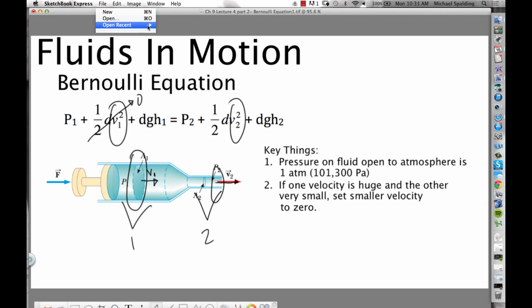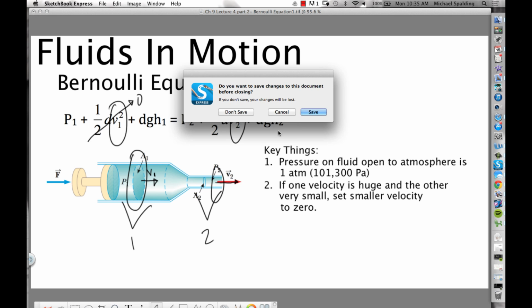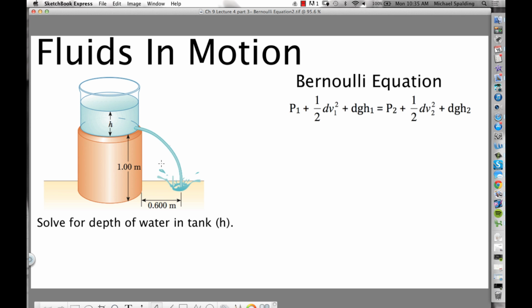Okay, so here's what we're going to do. Now this problem, the old hole in the side of the tank problem, the College Board is obsessed with this. They put this on the free response a lot. You know, there's 7 free response questions on the AP exam. The College Board loves this problem. And if you know how to do it, you're all set.